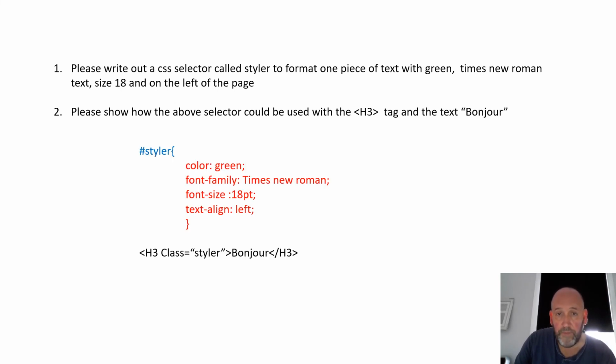Here we are. One piece of text, that means it's got to be an ID. It's got to be hashtag styler, got brackets, etc. It's colour green, font family Times New Roman, font size 18, text align left. And it's H3 id equals styler, bonjour, close it off.